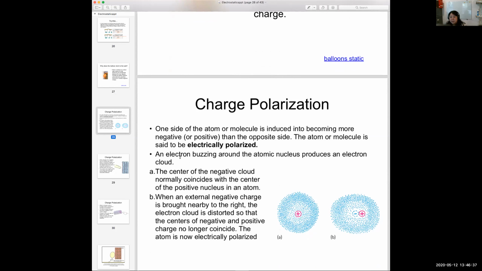In picture A, you have a perfectly spherical atom, with the positive charge in the nucleus and the negatively charged electron cloud surrounding it. But when you bring a positive object to, let's say, the left side of the atom, the negatively charged electrons will be attracted. Although they don't move out of the atom, they slightly change the shape of the cloud, making one side more negative and the other side more positive.